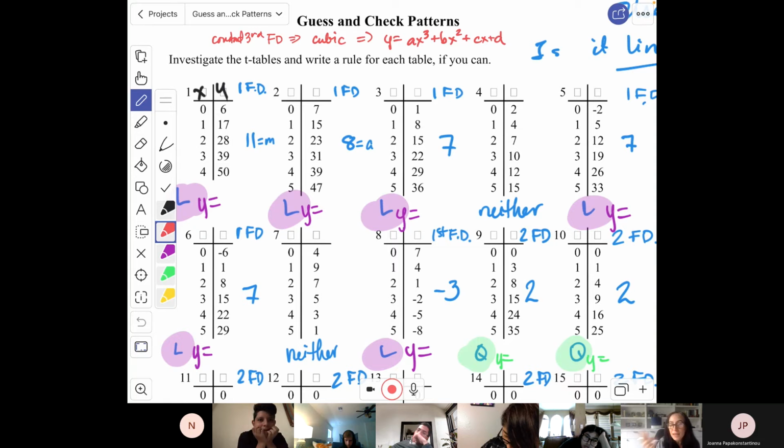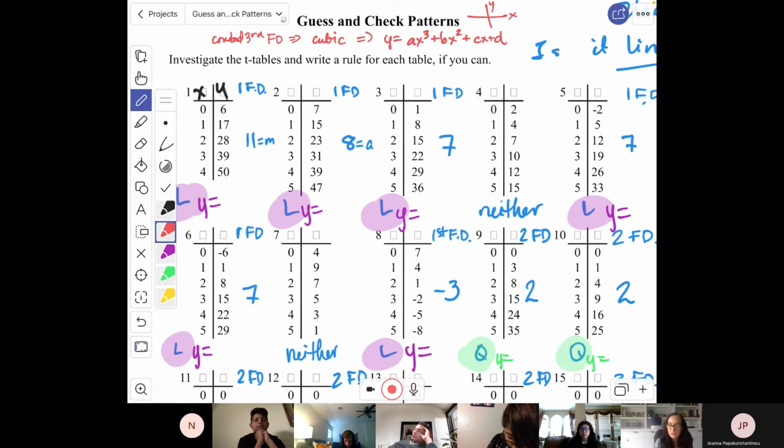We're still in two dimensions, right? Two dimensions means we're graphing on the Cartesian plane. We haven't gone to 3-space, or else there would be an x, y, z, and it would be an ordered triple. So this is beautiful. The third finite difference is constant. It is cubic. There is the equation of a cubic function.